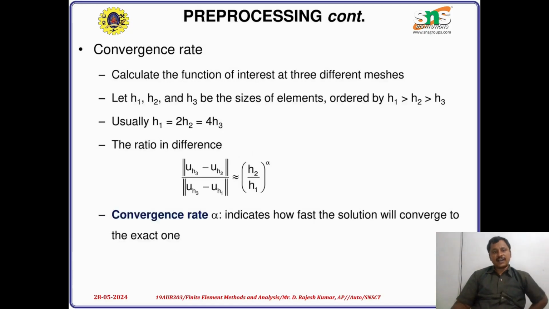So next is about the convergence rate. Under convergence rate, we calculate the function of interest at three different mesh sizes. Then we will see the ratio in difference. Then the convergence rate indicates how fast the solution will converge to the exact one.